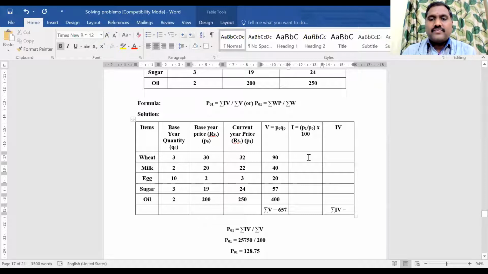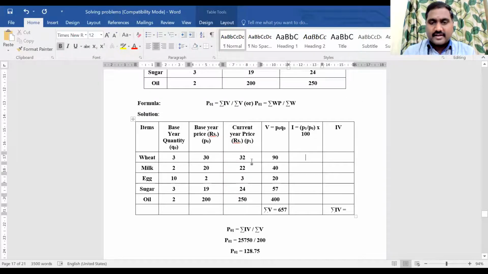Now, next, what we have to find out, if you are calculating V, we need to find out I. Suppose if you are calculating W, we need to find out P. Both are same. Now, what is I? How we can calculate I? Current year price divided by the base year price into 100. So P1 divided by P0.